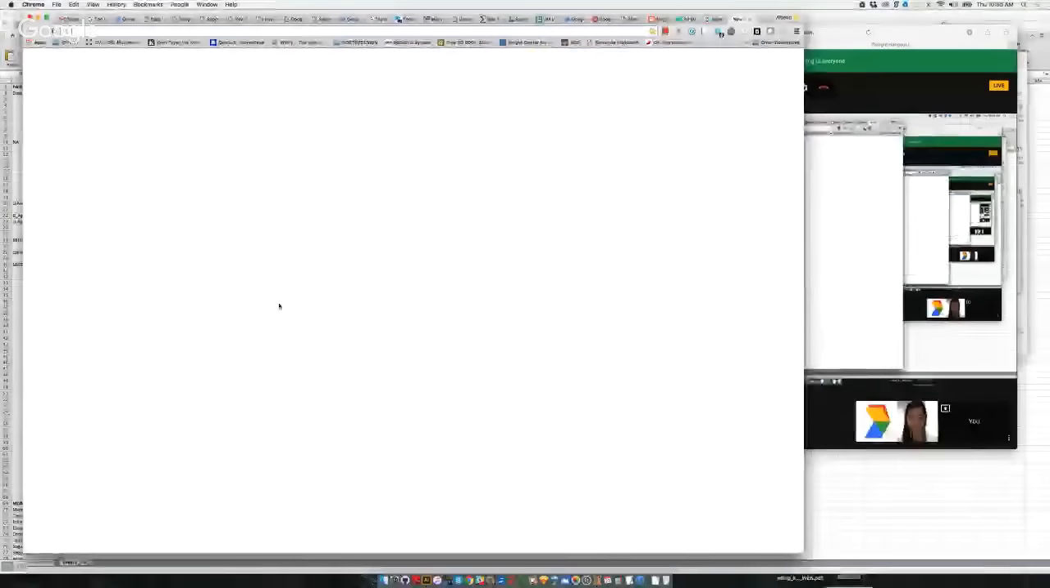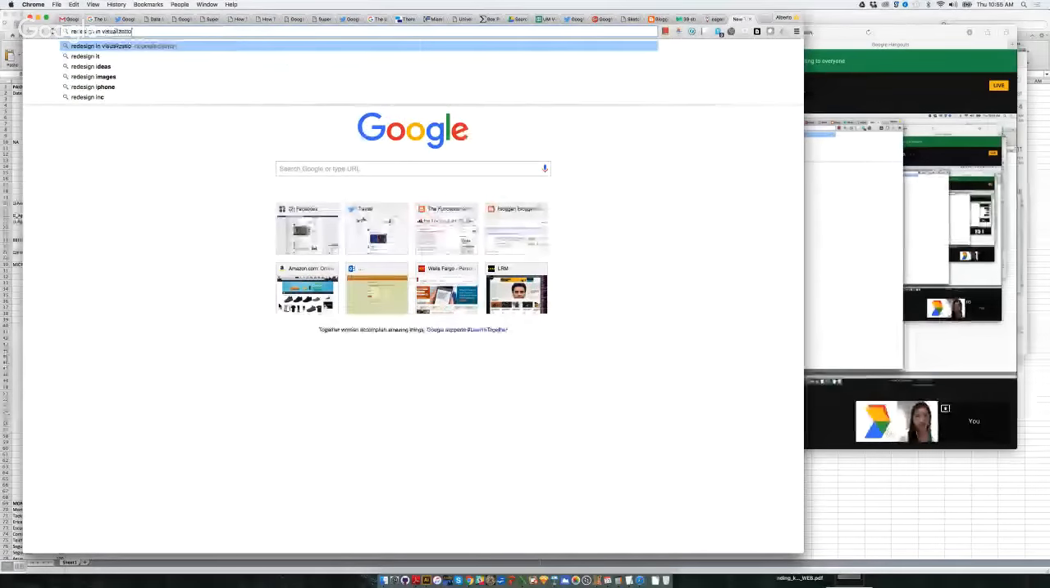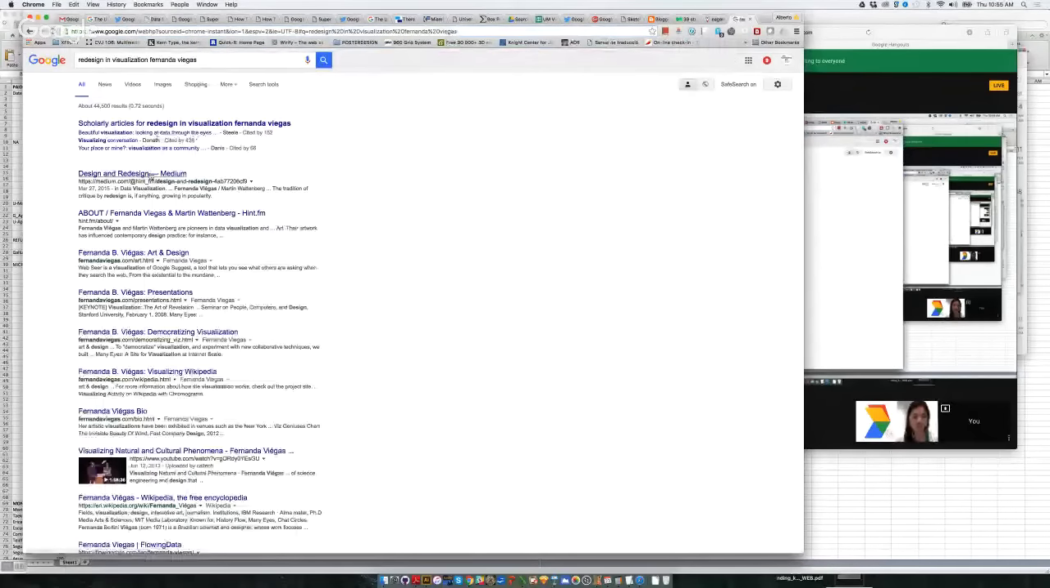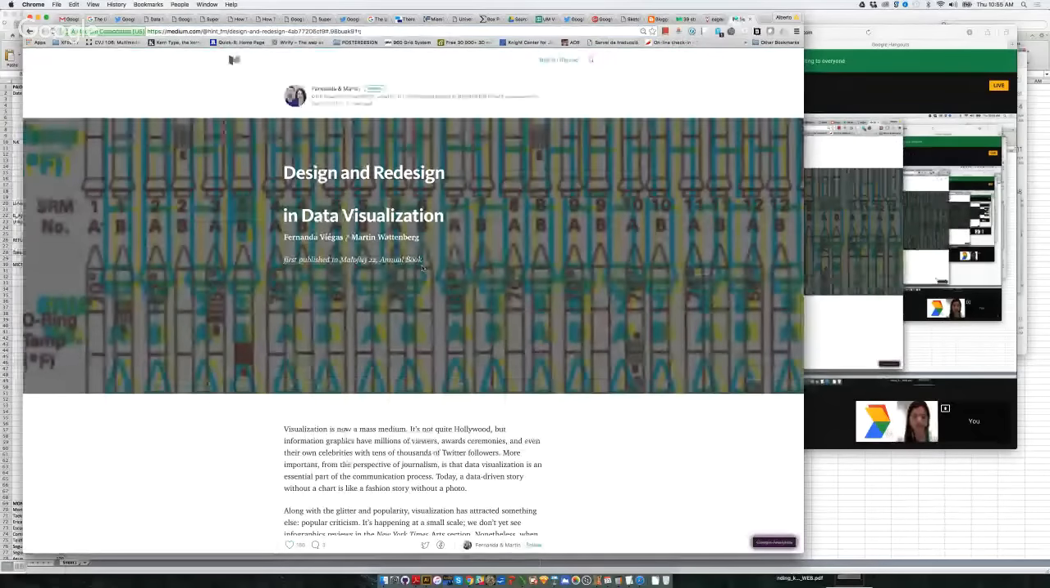All right. So there is a tradition in data visualization and information graphics of proposing redesigns for somebody else's work in a constructive manner, right? So, for instance, Fernanda Viegas and Martin Wattenberg, who work for Google doing visualization, a while ago wrote an article about that. It's about redesign, I believe, in visualization. Let me see if I can find it. And it's a wonderful reflection. No, here it is. It's also published on Medium. It's titled Design and Redesign in Data Visualization.